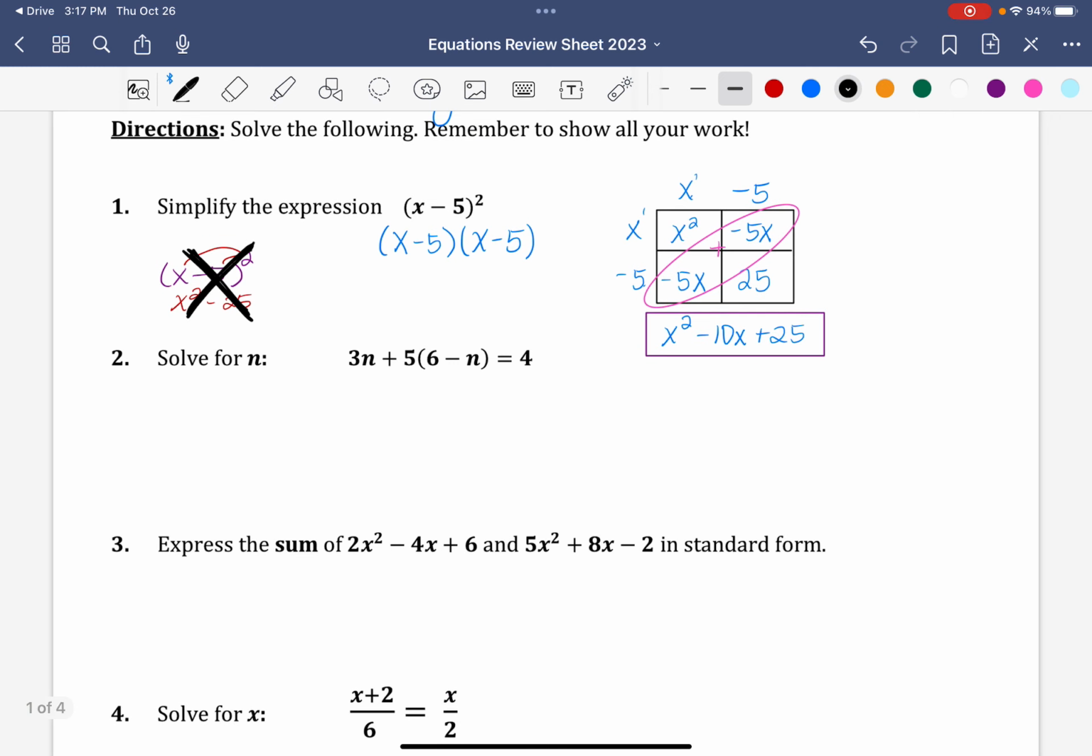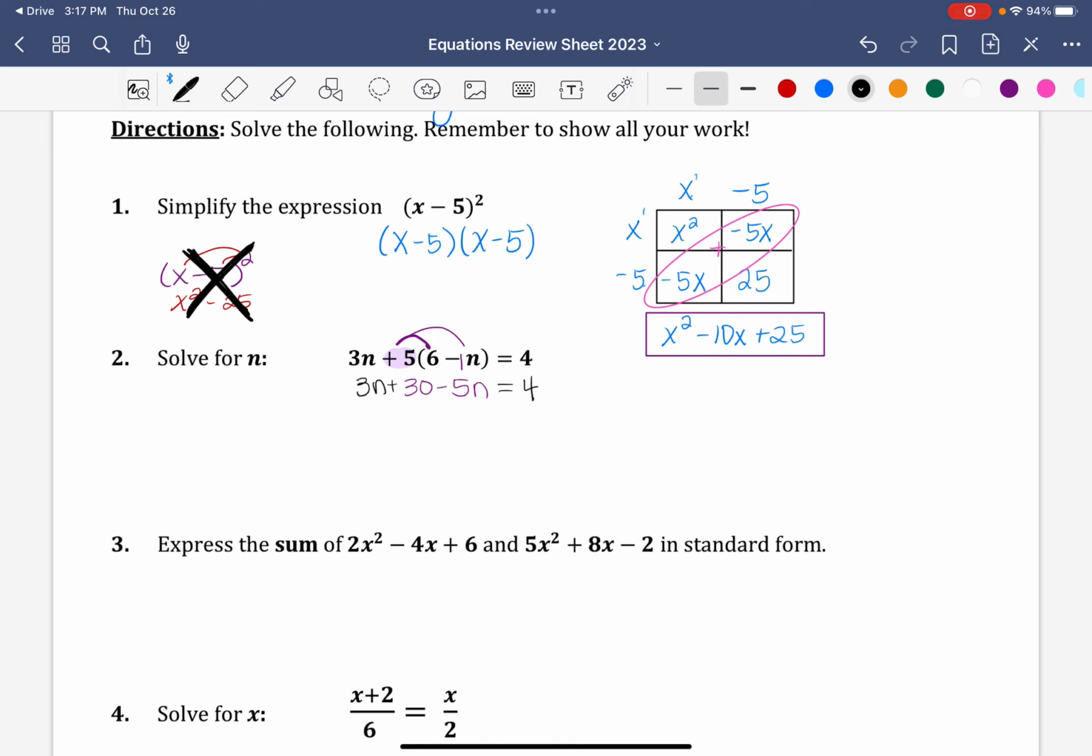For number 2, we have this equation that we're going to solve, and we're going to first use the distributive property to remove those parentheses. And I notice that directly in front of the parentheses, the 6 minus n, I have that positive 5. So that's going to be what I distribute. So 5 times the 6 is going to give us 30. 5 times the negative 1n is negative 5n. And then everything else I'm just going to bring down. I'm going to bring down the 3n. That's a positive 30, so I'm going to put a plus, equals 4.